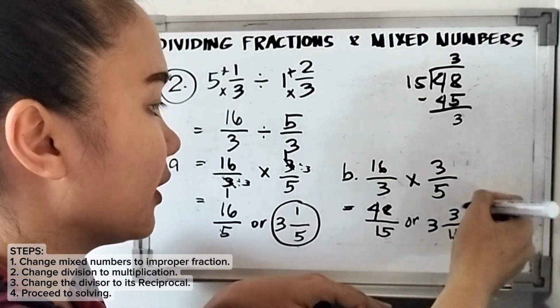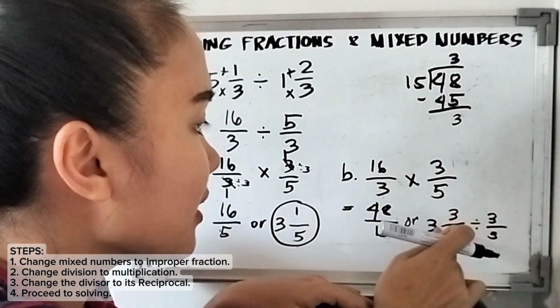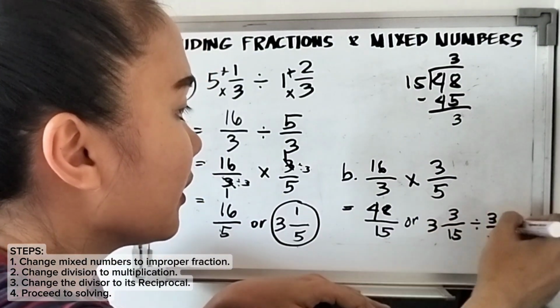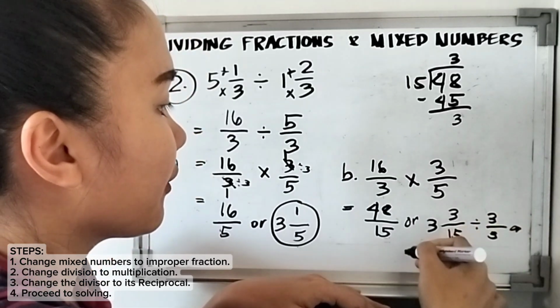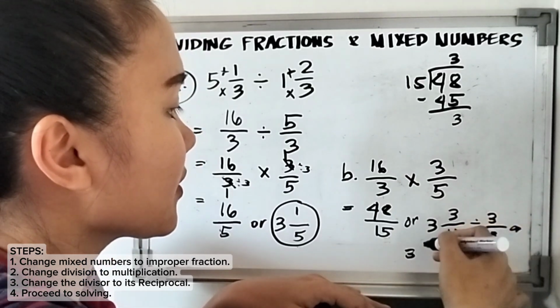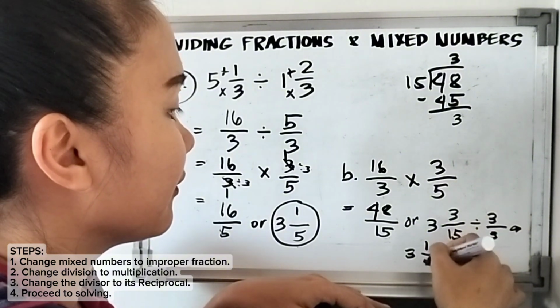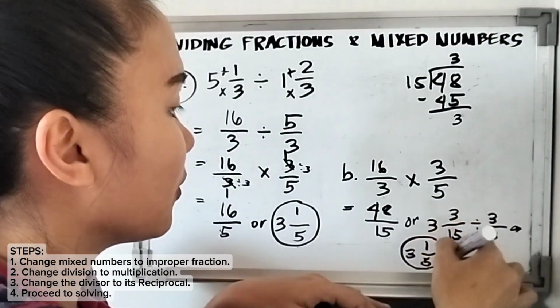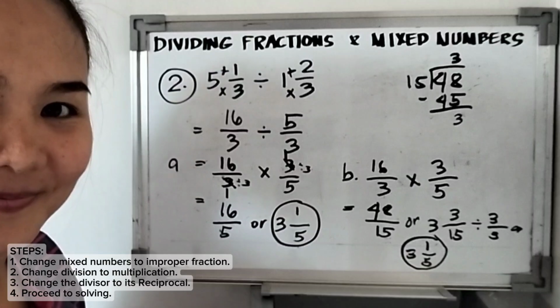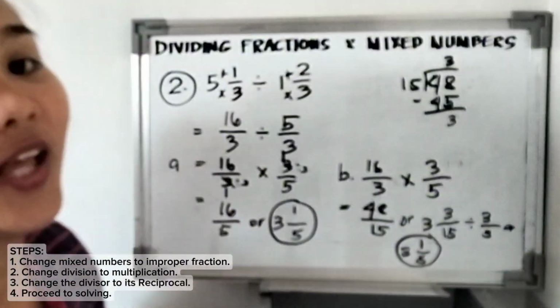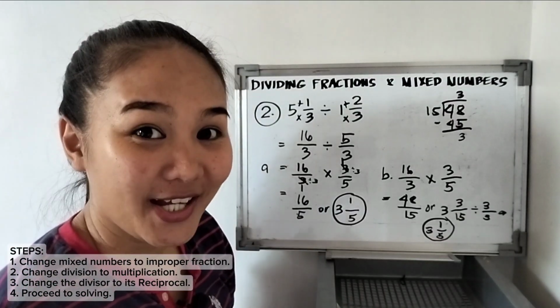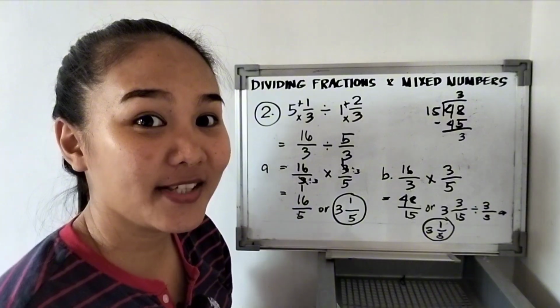Copy the whole number, 3. 3 divided by 3 equals 1, and 15 divided by 3 equals 5. So there you go. I hope it's clear to you now.